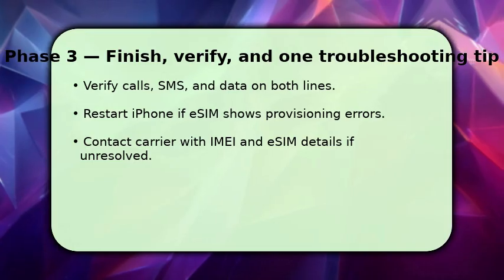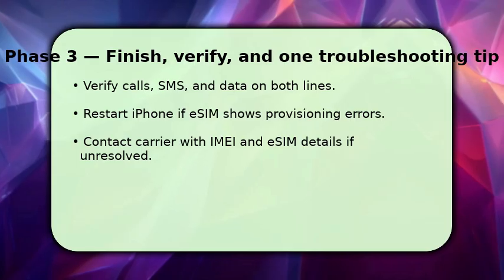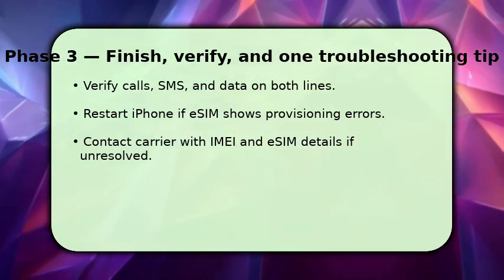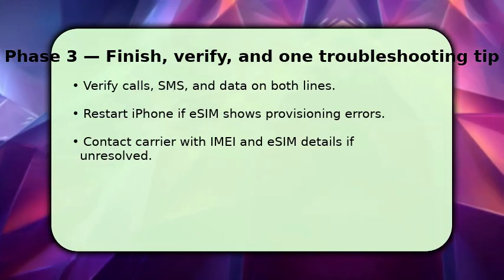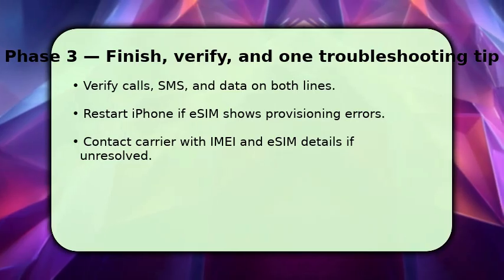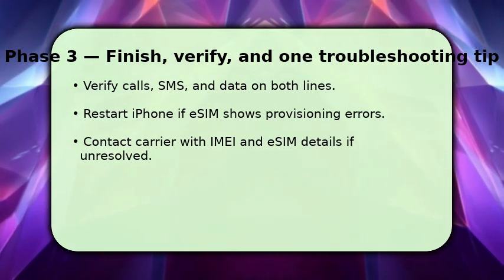If problems persist, check eSIM status in Settings and remove then re-add the eSIM using the QR or activation code. As a troubleshooting tip, contact your carrier with your iPhone's IMEI and eSIM EID. They can reprovision the profile server side and resolve activation errors quickly.